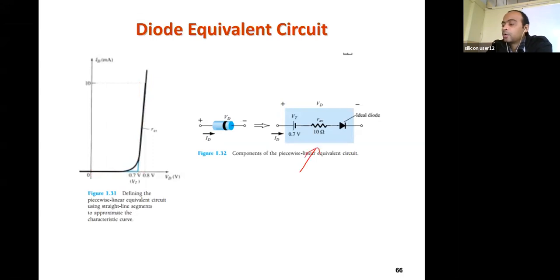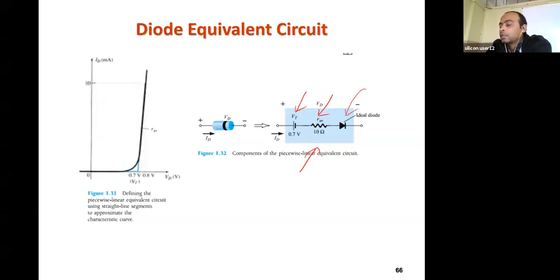This is just an equivalent circuit of this diode. What it is saying is that the diode is consuming 0.7 volt. Yes or no? Because I have already told you, after application of 0.7 volt, this diode will start conduction. So that's why it is consuming 0.7 volt, and one voltage source whose value is 0.7 has been connected. It has a particular resistance value, so that's why one resistor is connected, along with an ideal diode.